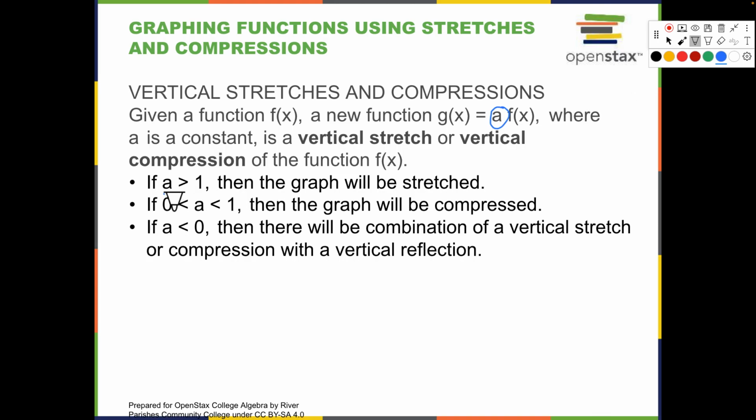So again, for vertical, if it's greater than 1, we get a vertical stretch. If it's between 0 and 1, then we get a compression. Again, thinking of that as a fraction, a decimal. And then if a is negative, basically the same thing will happen, but we get a free reflection, because that negative has a separate effect. Just the negative alone will reflect it. What does it reflect over, the x or the y? It reflects it over the x, right? Because we're changing the y, so it's an x-axis reflection.